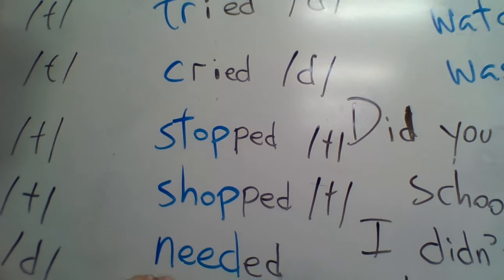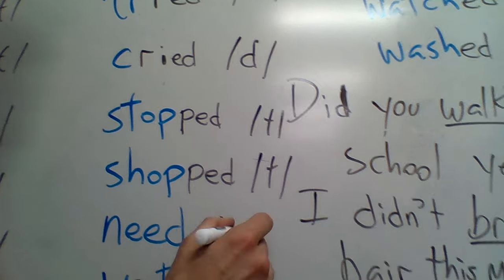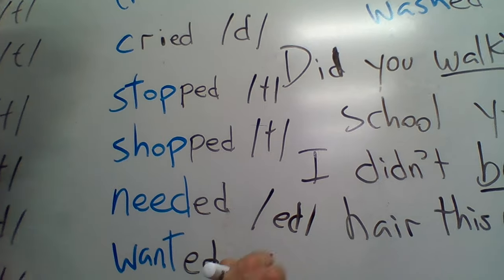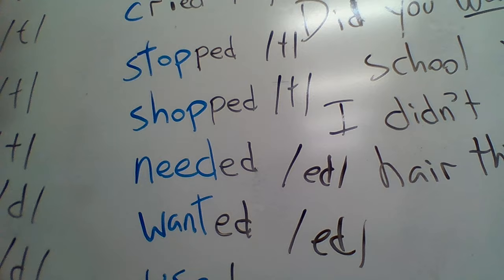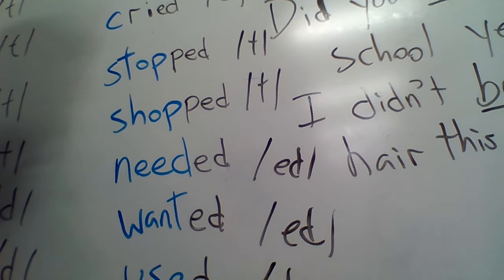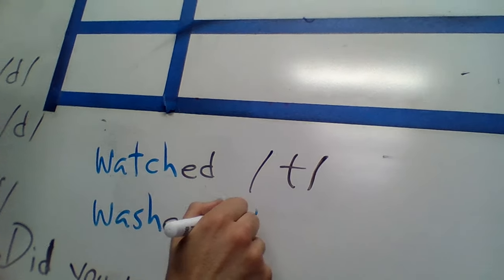All right, now this one. Needed. Needed. There's a whole other syllable. Wanted. There's a whole other syllable. And the last one. Actually, we got two more. Used. Used. Watched. And washed.